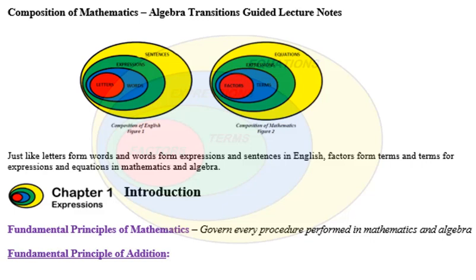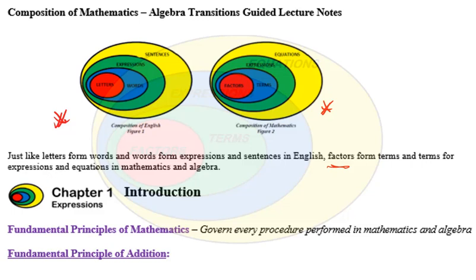All right, so this is an introduction to the composition of mathematics. So we're going back and reviewing, but one of the things that drives mathematics is its structure. So we have structure in English that talks about how letters make up words, words, expressions, and sentences. But the same thing happens in mathematics. In math, factors form terms, and terms form expressions, and expressions form equations. It has the same structure, basically analogous to English.